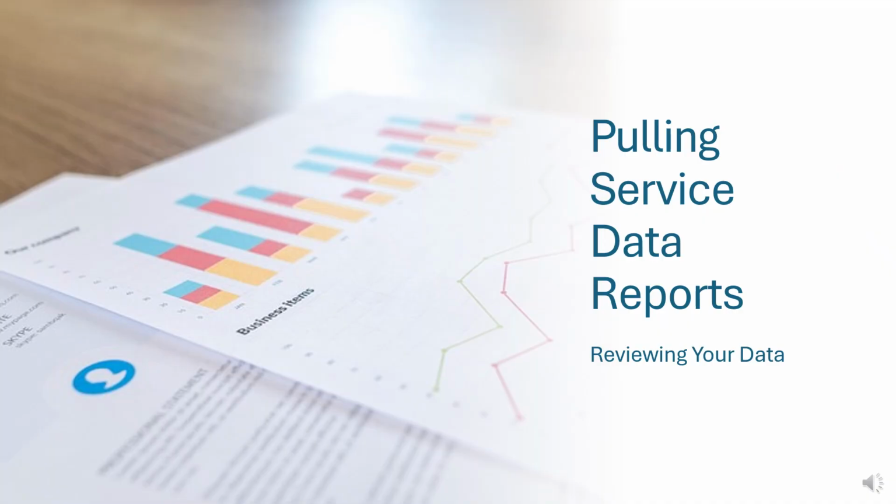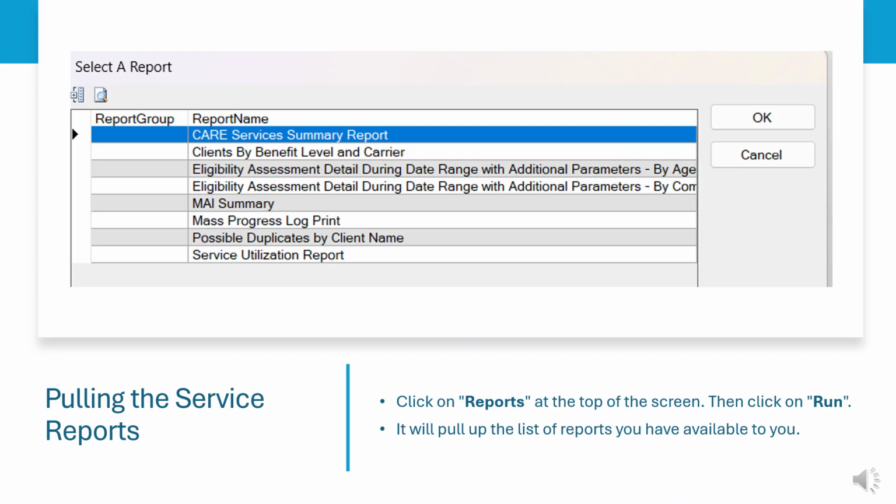Now that you have entered your services, let's talk about the reports you can use to look at your data. If you click on Reports at the top of the screen and then click on Run, it will pull up the list of reports you have access to. This screen is what some will see, but it can vary by user.